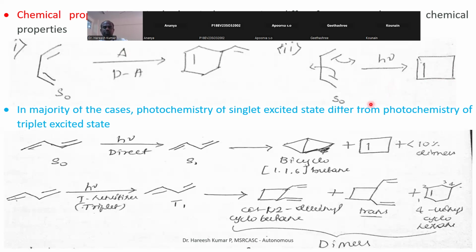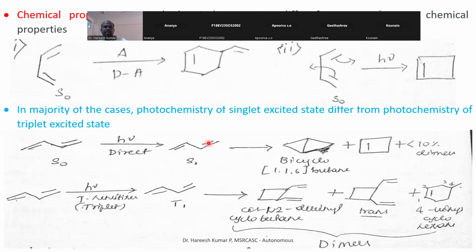You can also observe that the products are different if there is a singlet state or a triplet state. Here the reactants are the same: butadiene in the ground state. But butadiene on direct irradiation can only form the singlet state and cannot pass through intersystem crossing. That means there is no triplet formation in direct irradiation. So then what will happen?